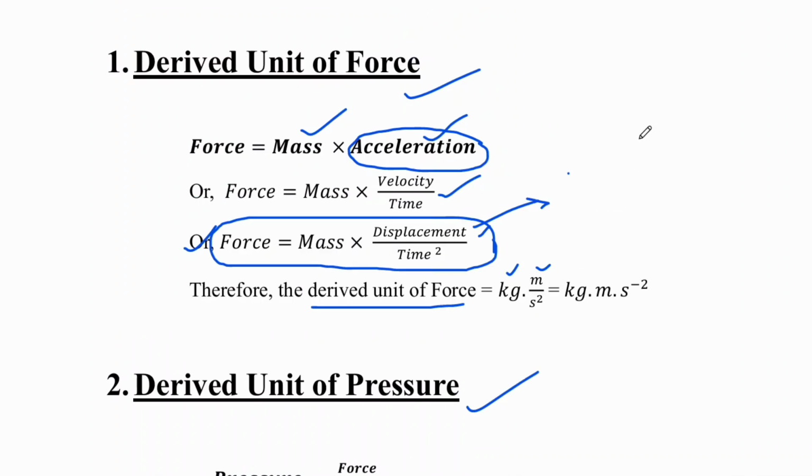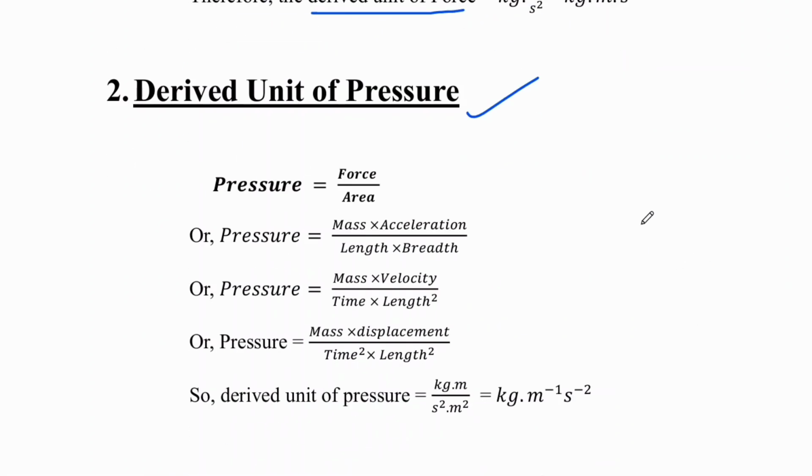We know a general unit of force as the Newton, and 1 Newton is nothing but the 1 kg meter second to the power minus 2. This is in SI system. So now the derived unit of pressure.